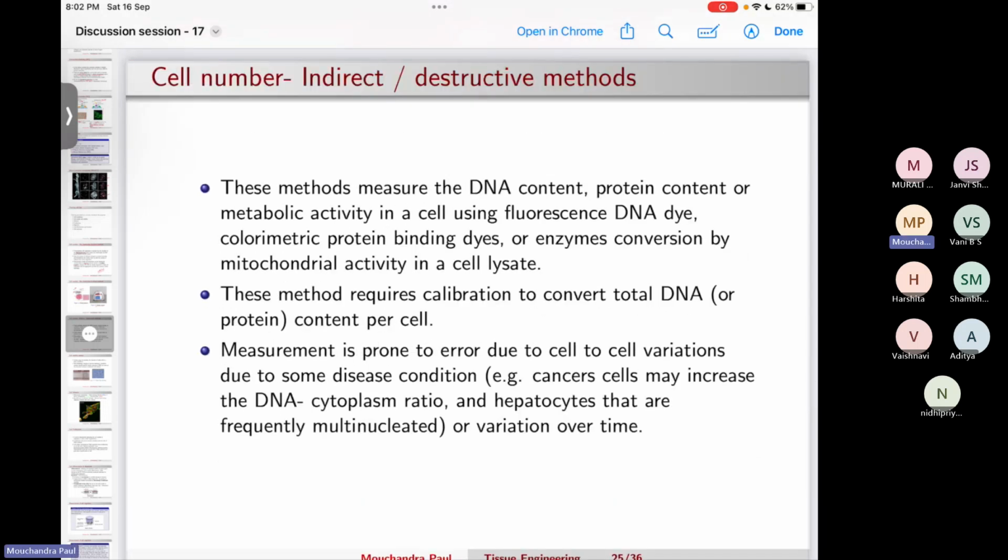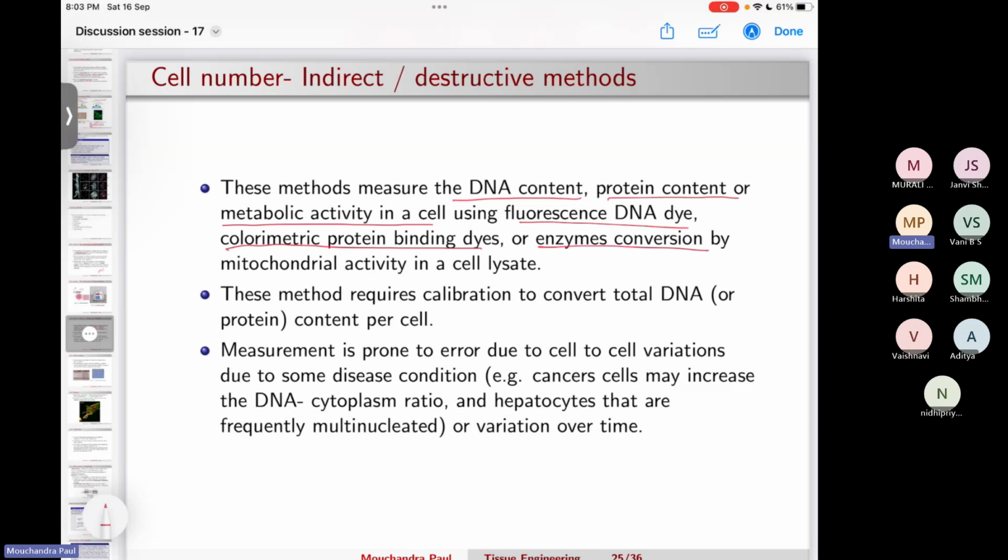Now there are various indirect or destructive methods to determine the cell number. There are methods that measure the DNA content, the protein content, or metabolic activity of the cell using fluorescent dyes, colorimetric protein binding dyes or enzymes, in order to indirectly understand how many cells are there. So if DNA increases, the cell number is going to increase, right? So this kind of logic, indirect ways, are there to determine the cell number.